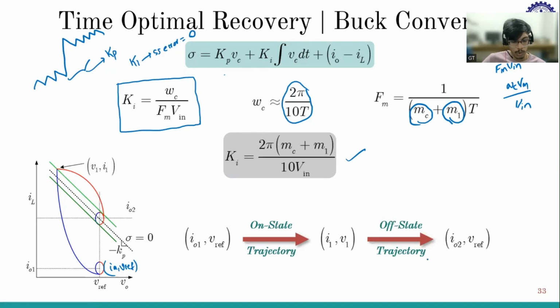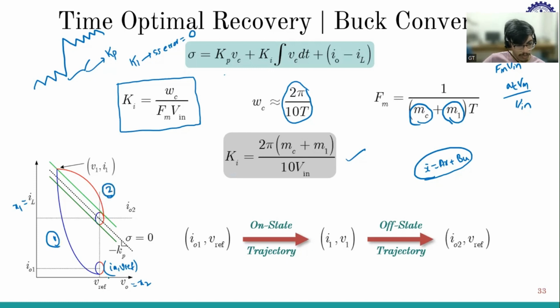So you have to solve the equation. We have x dot equals Ax plus Bu, right? You have to use this equation, and say this is X1 and V0, this is X2. Using this equation for the on-state trajectory, you will get one equation, and for the off-state trajectory, you will get one equation.